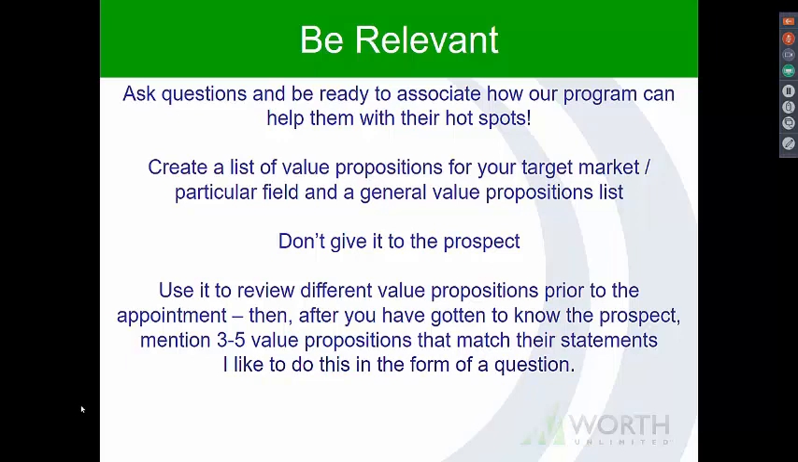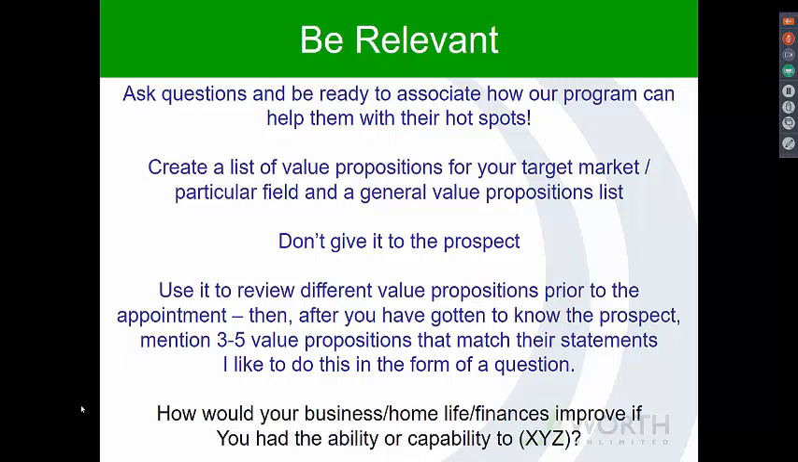I like to do this in the form of questions. Okay? It's always questioning your client. How would your business, home life, finances improve if you had the ability or capacity to X, Y, Z? Get them to dream a little bit. Ask them how it would improve their life, their standard of living, how things would improve for them if we could address these solutions. There's where your value proposition is, because you're going to hit the buttons.